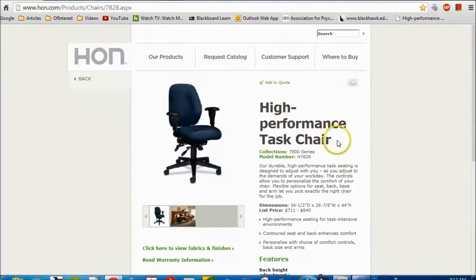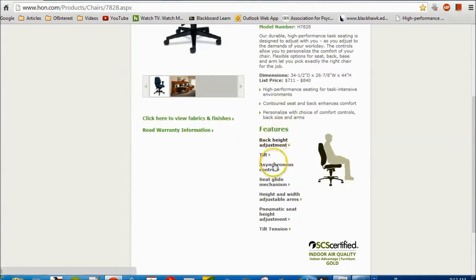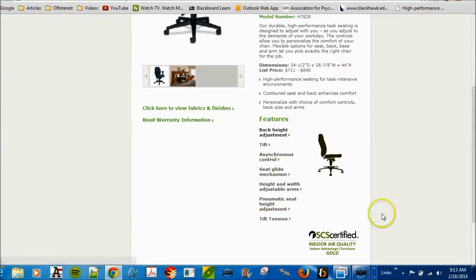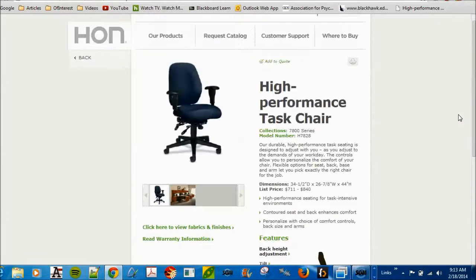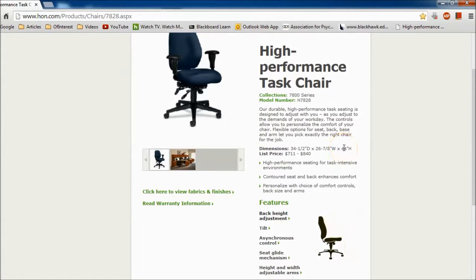This is a high performance task chair, model number H7828, and you can see it has a little description, the dimensions, the price, its features, and all kinds of good information here. So from this I can write basically a descriptive paragraph.